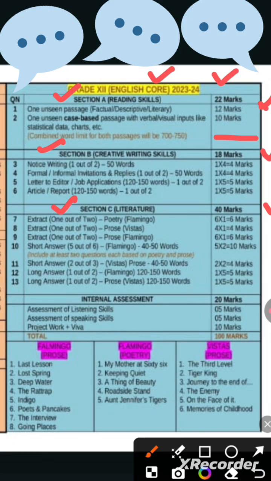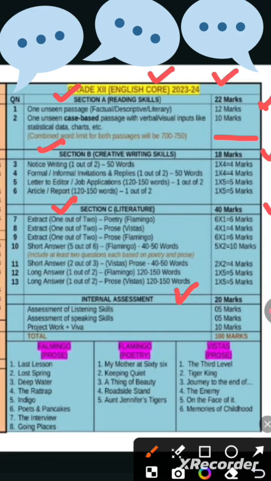Then we'll have internal assessment as well. So don't think that English is very easy. This time the paper was very easy, but it might not be. This time it was, but every time it isn't, so you have to keep that in mind.